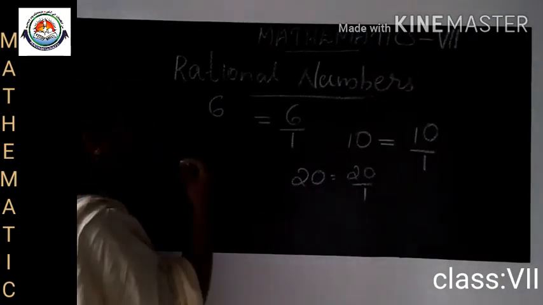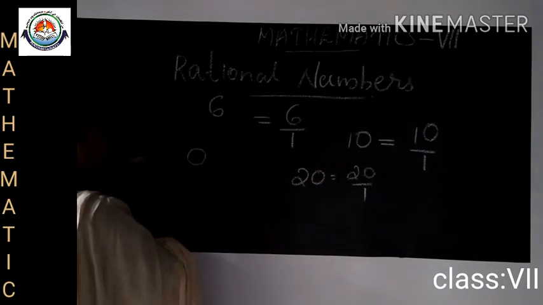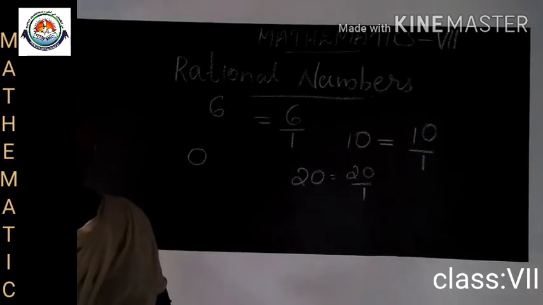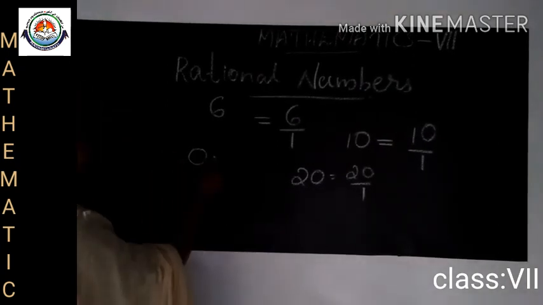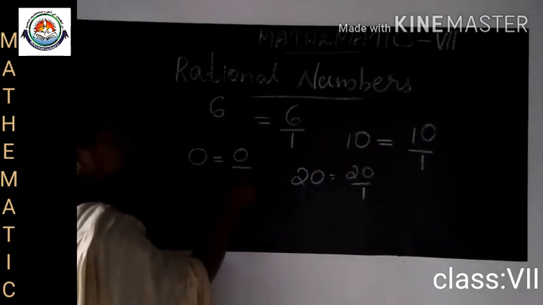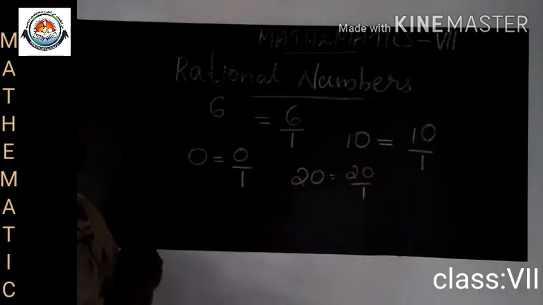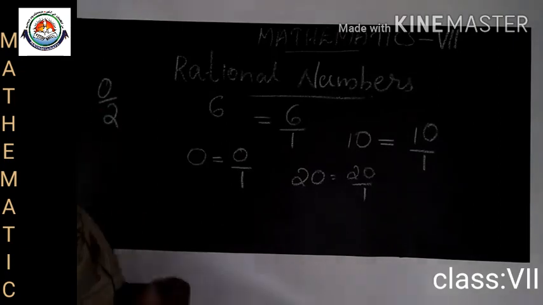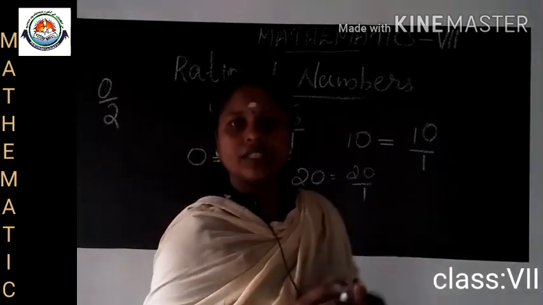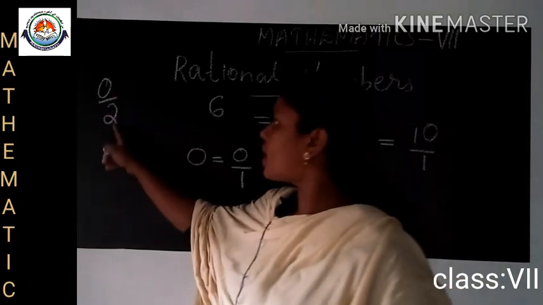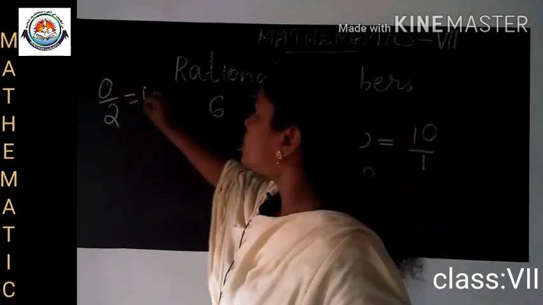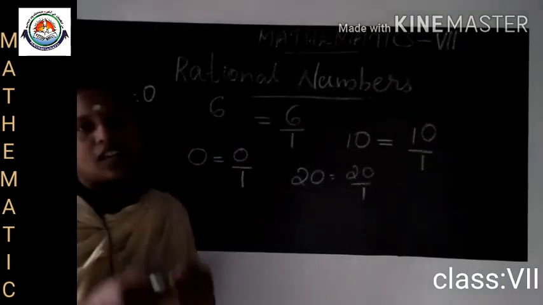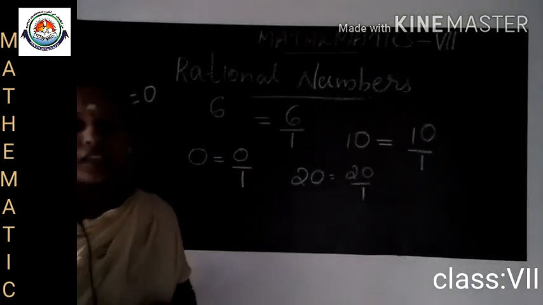Then what about 0? Is it a rational number? Listen, we can write 0 as 0 by 1. What is 0 by 1? It is 0. And what about 0 by 2? 0 by 2 is 0. 0 divided by 2 is 0 itself. So 0 is also a rational number.